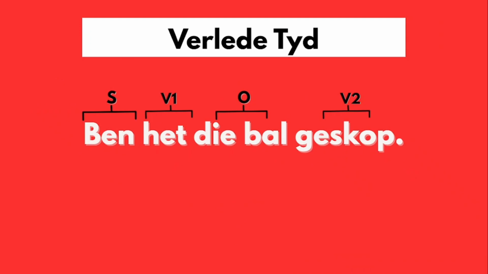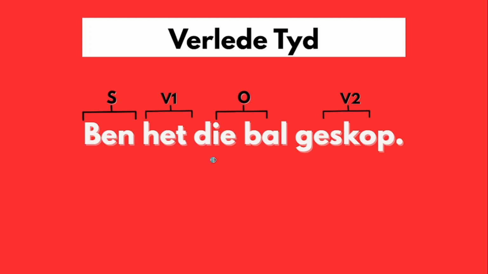Now, let's quickly address verlede tyd. So remember with verlede tyd, you're going to have het and ge. So that brings rise to our verb 2. Okay, so most of the time, when we're doing sentences in the present tense, we don't have verb 2 unless we have a hulpwerkwoord. But when it comes to verlede tyd, now we have a verb 1 and a verb 2. But as you can see, the structure still holds itself together.